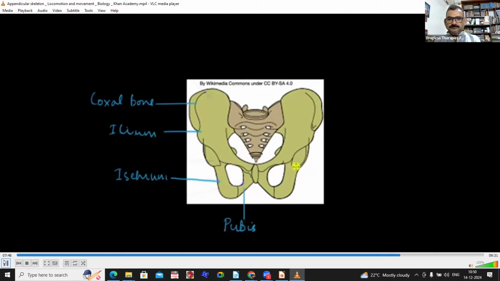The 2 hip bones on either side join over here through a cartilage, and this cartilage is called the pubic symphysis. Just like the glenoid cavity in the pectoral girdle, there is a depression in the pelvic girdle into which the head of the femur fits. This depression is called the acetabulum.